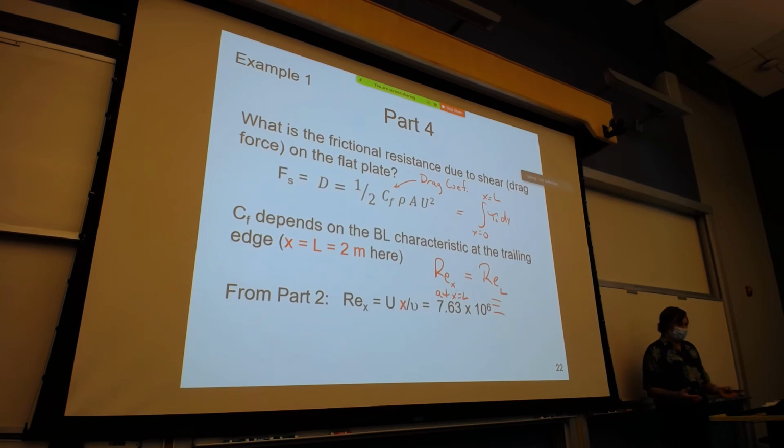So for part 2, we did calculate the boundary Reynolds number at the trailing edge at x equal to 2 meters. We calculated that the boundary Reynolds number at the trailing edge was 7.6 times 10 to the 6th. That's a transitional boundary layer at the trailing edge. It's less than 10 to the 7th.